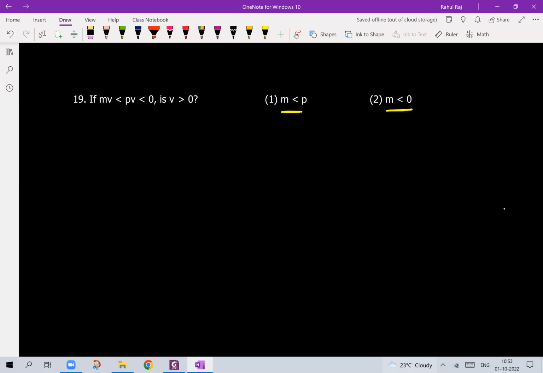So see over here, it says is v greater than 0? That's my question. What does the information say to me? That mv is less than 0. So solving option number 2 is super easy. mv is less than 0. It is given to me in the question. Statement 2 says that m is negative. Can I say v 100% has to be positive?